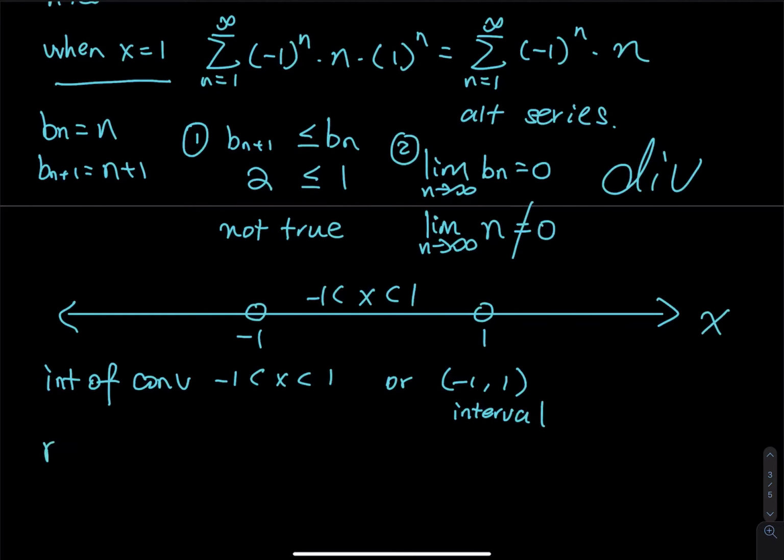What about the radius? So this is 0, right? We have a 0 right here. So half of that, the radius, is equal to 1. All right, so that is the end of the first problem.